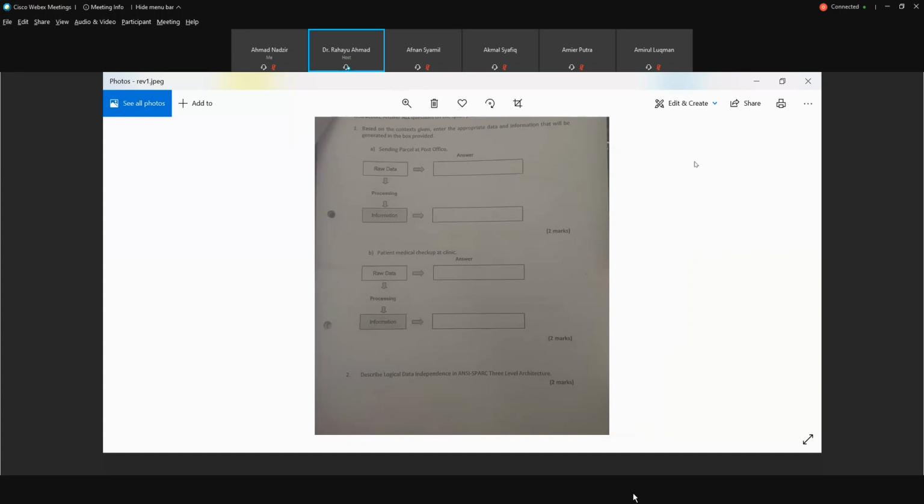Okay, so for example, sending parcel at post office. What is an example of raw data, and when you process it, it becomes information? So think for a while and give me the answer in chat. It is the same here, patient medical check-up at clinic. If this is the scenario, what will be the data, and when processed, become information?